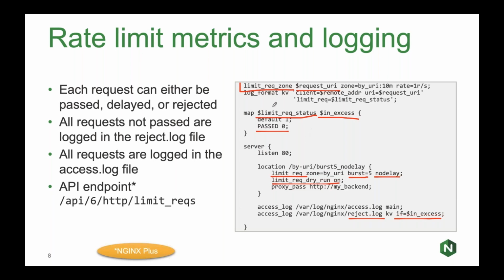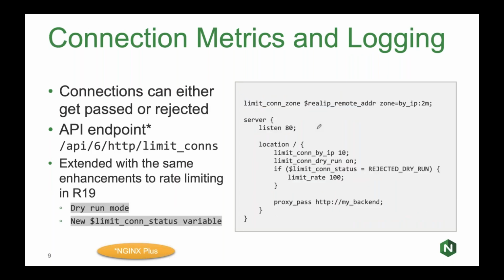The key here is that there's a new variable called limit rec status, and that allows us to do a whole bunch of interesting things. Next up, connection metrics and logging. Connection limiting, as opposed to request rate limiting, is how many simultaneous connections a client can have open to the server at once. Typically, this is done at a network level, and in this configuration, we are limiting connections by the remote address of the client.